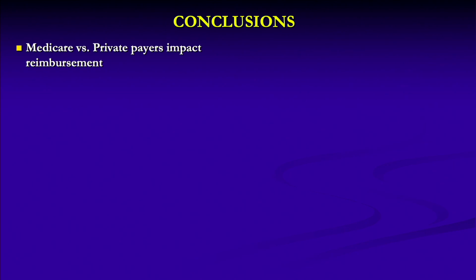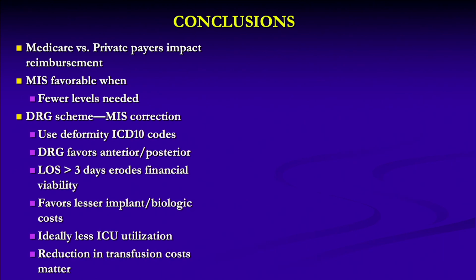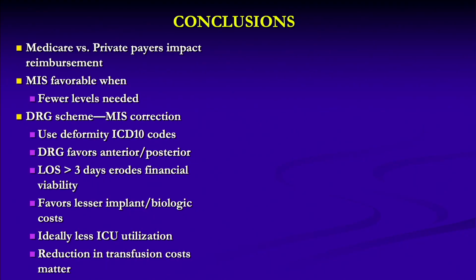So in conclusion, Medicare and private payers, and which there are, which is back in the patient, impact the reimbursement overall. MIS deformity surgery reimbursement is going to tend to be favorable as a result of fewer levels needing to be addressed. The DRG scheme, which again is not the entire market, but the market's following that substantially, requires really scrutinizing use of ICD-10 codes so that you're really gaining the reimbursement that you deserve for doing a deformity operation. You miscode it, you get a huge drop in the amount of money that flows to the hospital. The DRG system currently probably favors the anterior-posterior reconstruction subtly. We'll see how that changes over time. Length of stay over 3 days tends to erode the financial solvency of these surgeries, so be thoughtful about that.